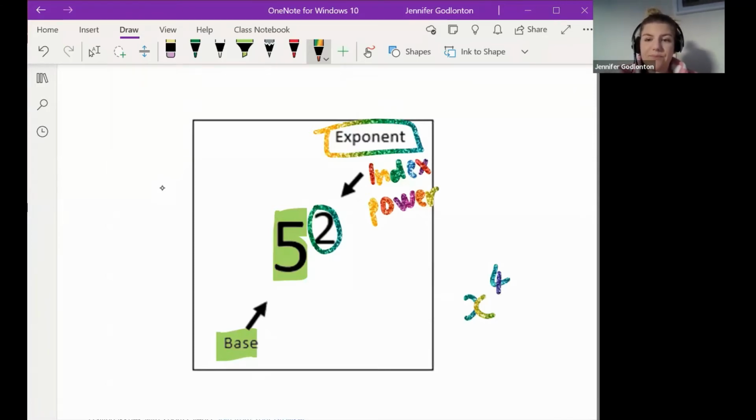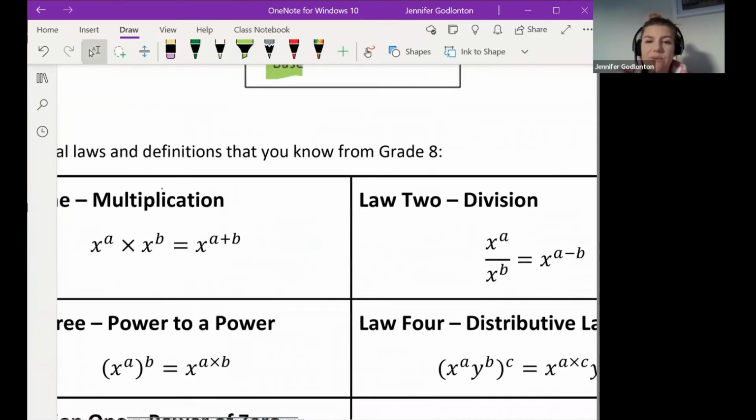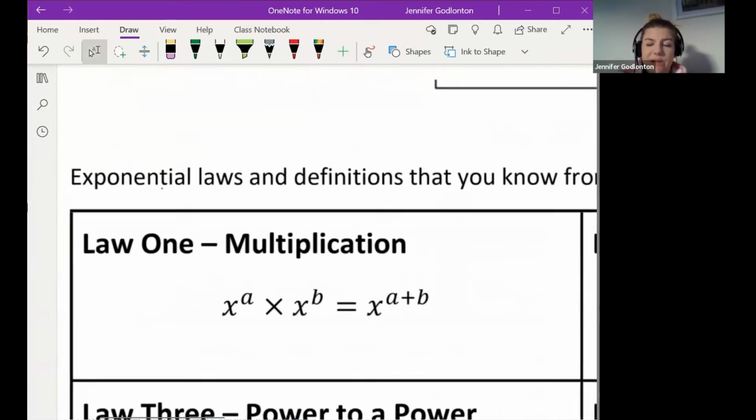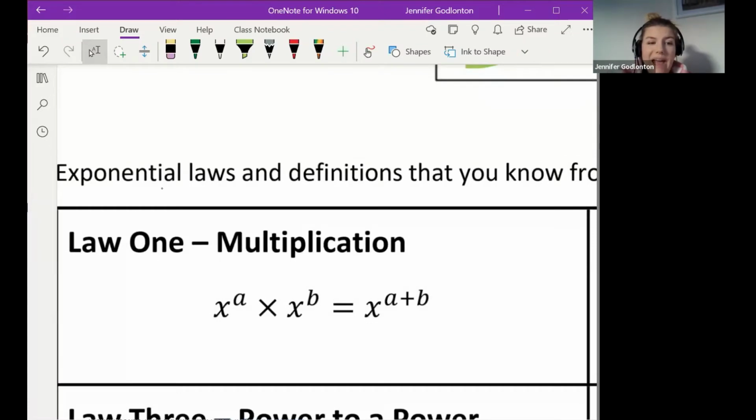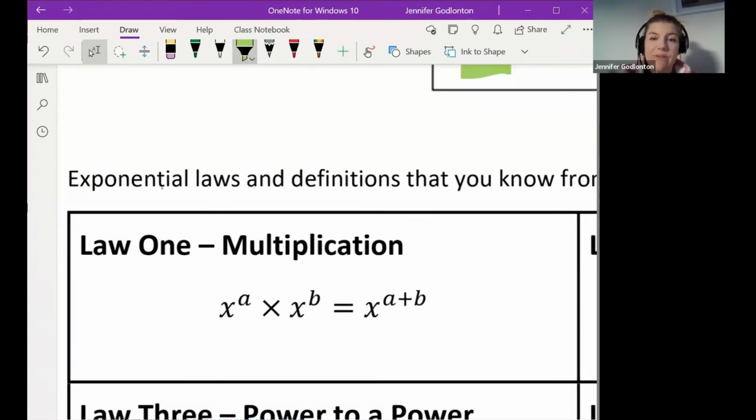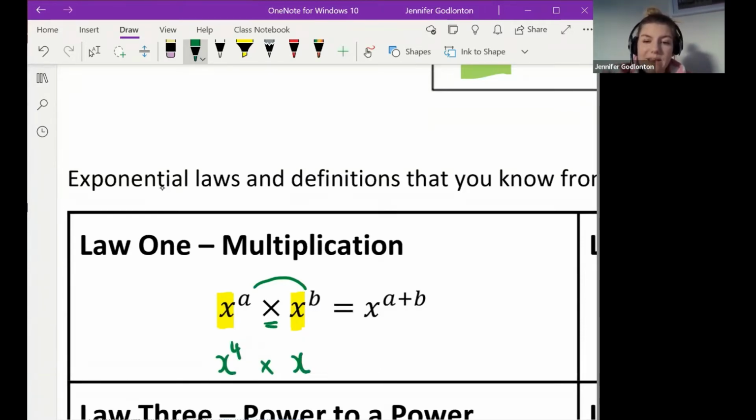These are the rules that we learned in grade 8, so let's quickly go through them. Our first one is multiplication. See if anyone remembers what we have. If our bases are the same, and that's really important, and we are multiplying, then we are allowed to add our exponents. So this would be x to the power of a plus b. Let's look at that with numbers. If I had x to the power of 4 times x to the power of 5, what would that be equal to?